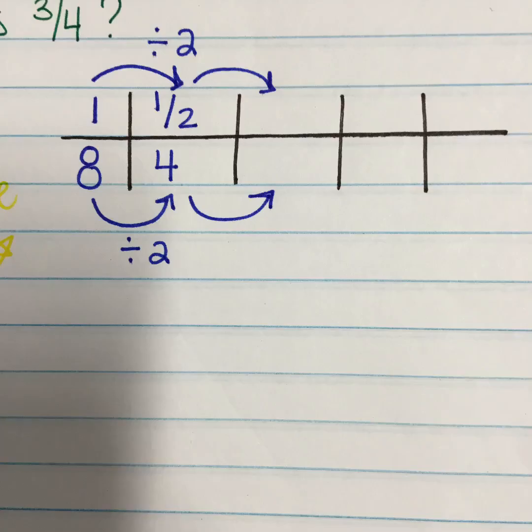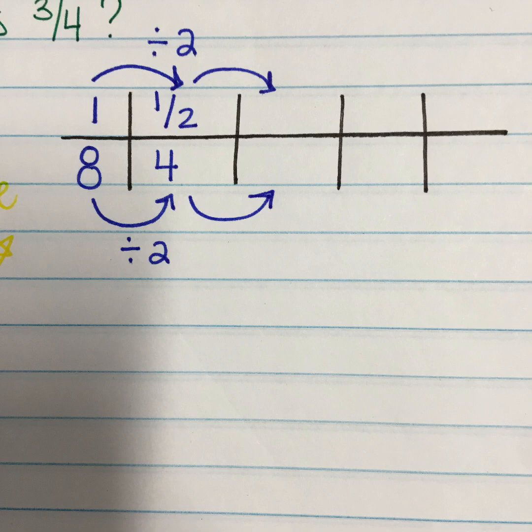So I know that I can get to a fourth easily by thinking about those strategies we talked about, half of half. So I'm going to divide 1 by 2 and 8 by 2. Please use this time to fill in what those responses or answers would be. If you said 1 divided by 2 is 1/2 and 8 divided by 2 is 4, rock on.